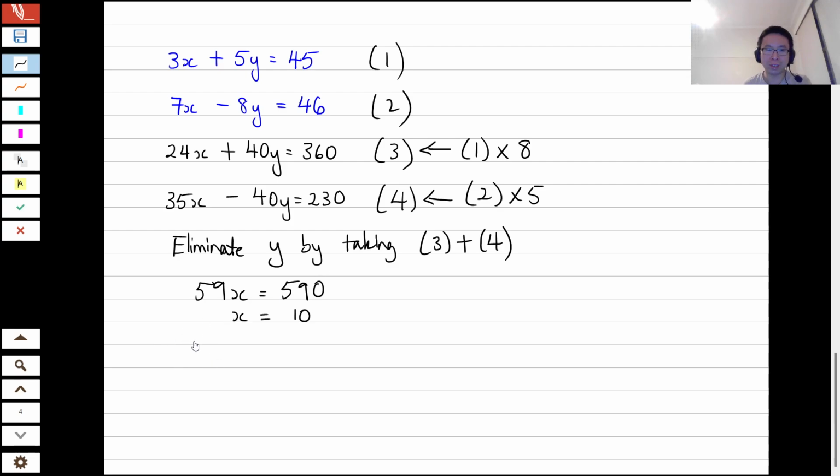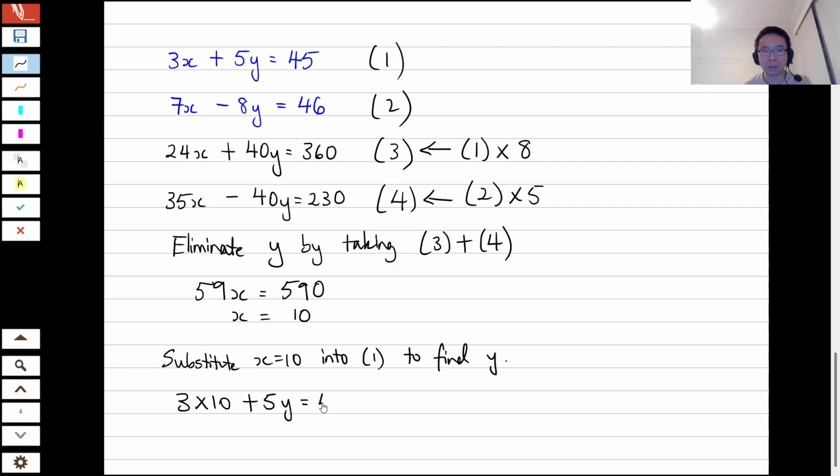And yes, I will need to substitute this. So now I'll substitute this into equation 1 to find y. And so wherever I see the number x, I'll replace it with 10. So 3 times 10 plus 5y equals 45. So 3 times 10 gives me 30. 45 minus 30 gives me 15. And therefore, y equals 3, dividing both sides by 5. And hence the solution is x equals 10, y equals 3.